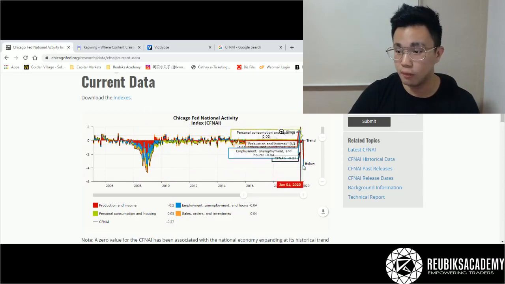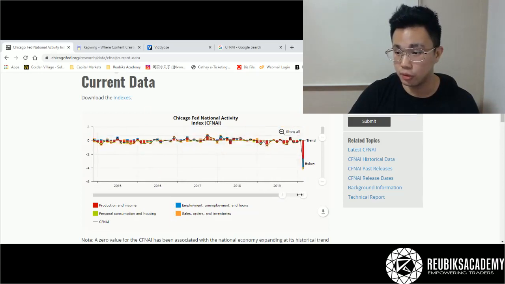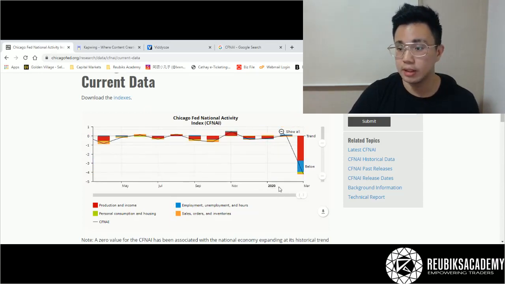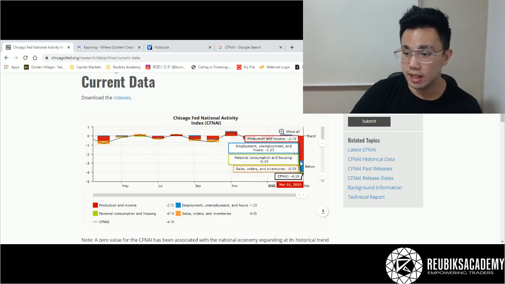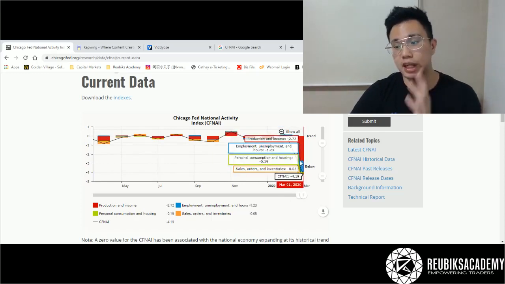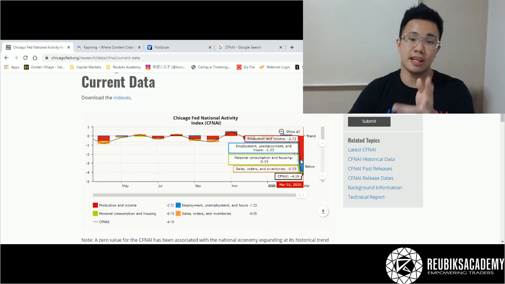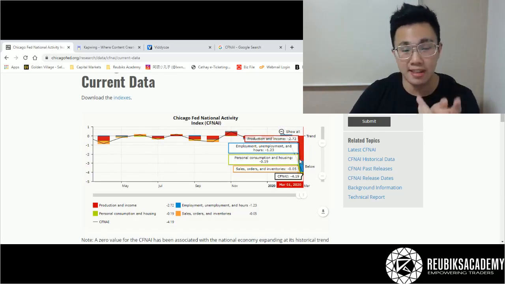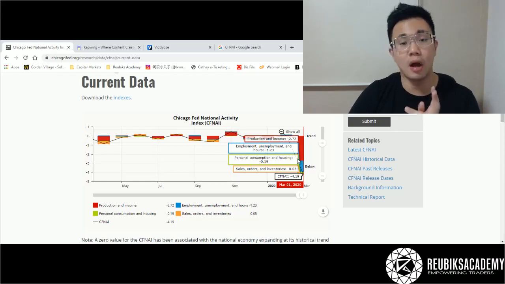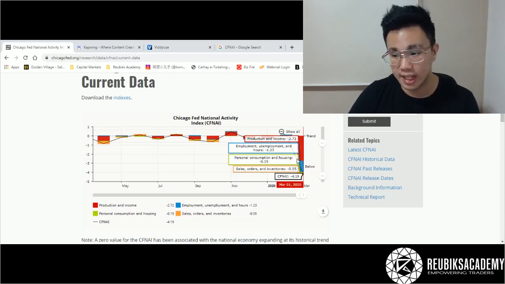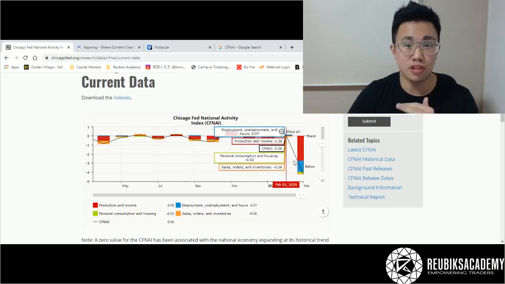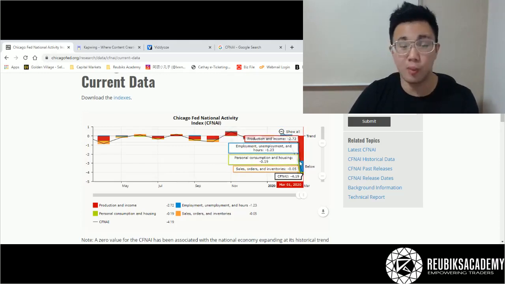Now, if you look at what we see over here right now, if I scroll all the way to 2020, you can see that as of March 1st, 2020, April's data is not out yet because April has not ended. The overall CFNAI is already at minus 4.19. Just now it was about minus 4.29, now it's about minus 4.19.